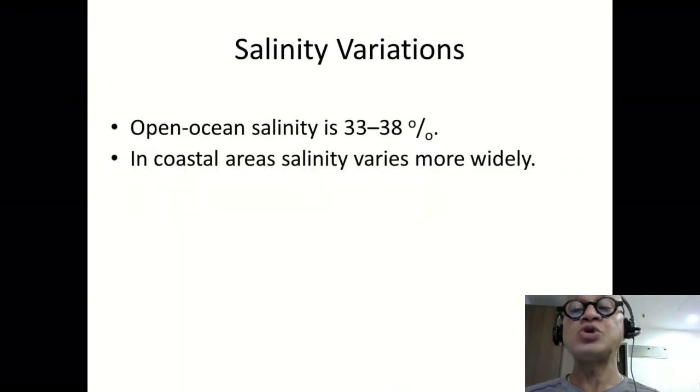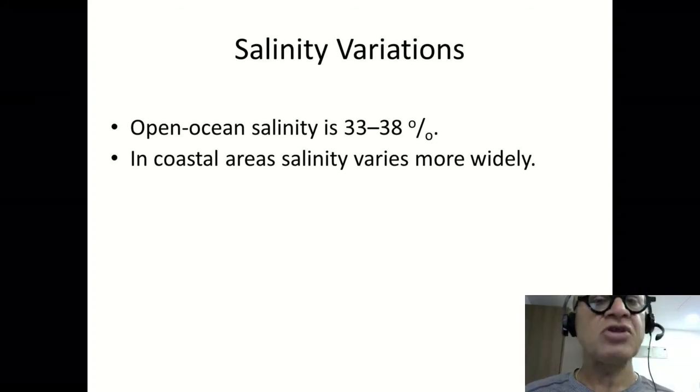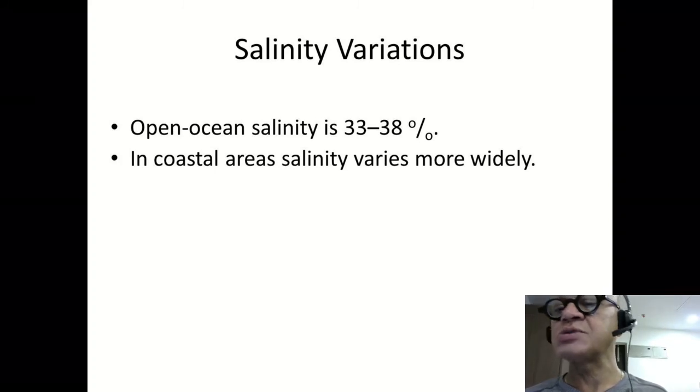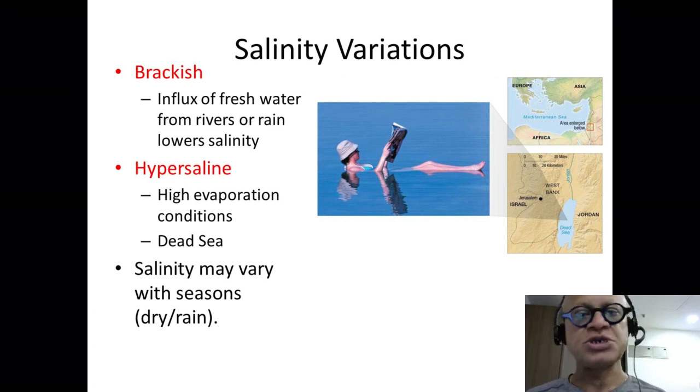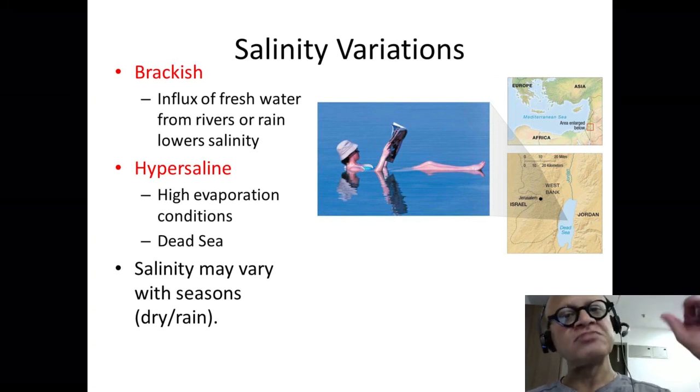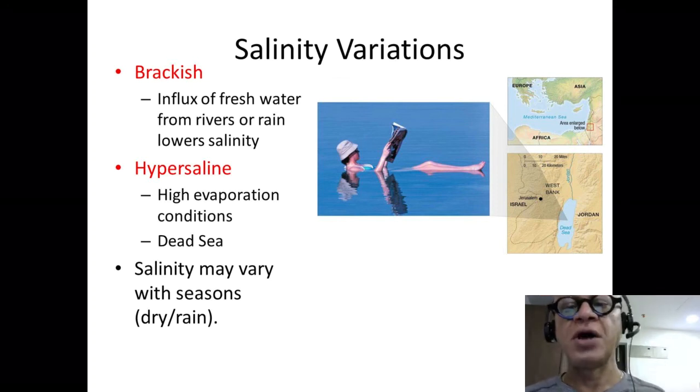So the open ocean salinity goes from 33 to 38 parts per thousand. This is written wrong here, parts per thousand. Coastal areas, salinity can get much higher. What we call brackish water is in salt marshes and coastal regions and so on, where the salt is much less than the ocean water, but it's still much higher than pure water or river water.